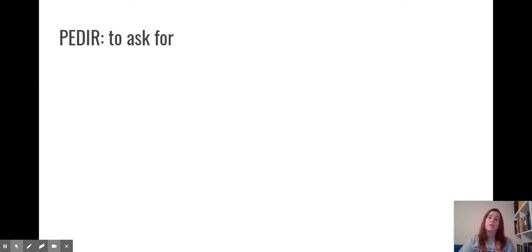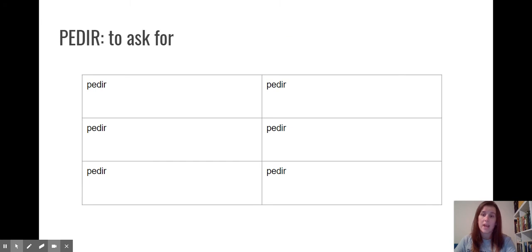In our last example here, this is pedir. Pedir is an E to I stem changing verb, which means this E right here is going to become an I when the stem change happens. So let's take our first step. We're going to add our correct endings here. What is the correct ending for the nosotros form? What is the correct ending for the él form?